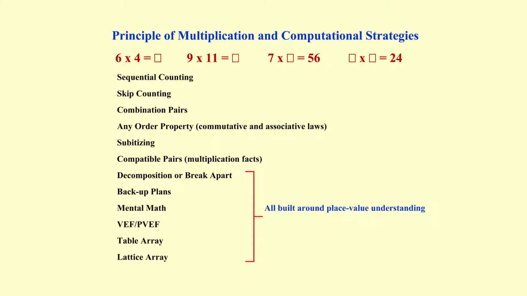Let me go back to my list again to make sure I'm staying focused. So on the list, we've talked about sequential counting, skip counting, combination pairs, the any order property, subitizing, compatible pairs. Those are the pairs that we learn, and through experience and through learning, we come to know multiplication facts, but not through memorization. I don't think that's a good way for kids to learn their multiplication facts. So let's back up and look at some multiplication facts, or some what might become compatible pairs for our kids. So let's go back to our whiteboard.